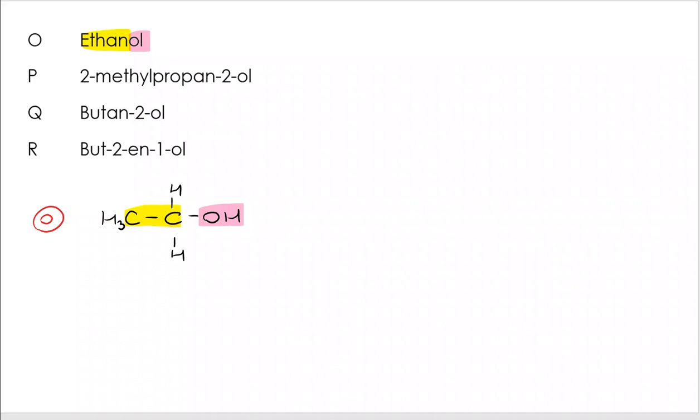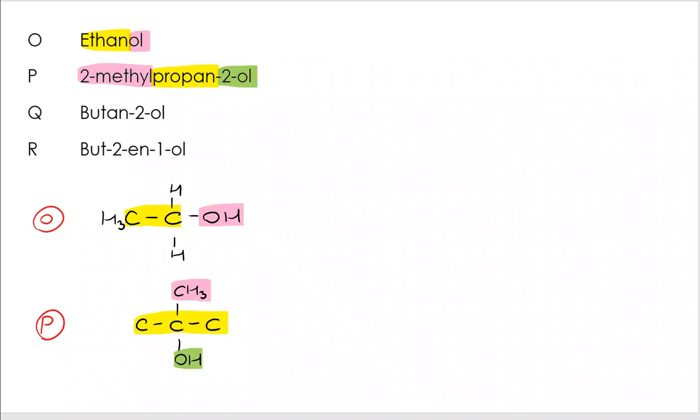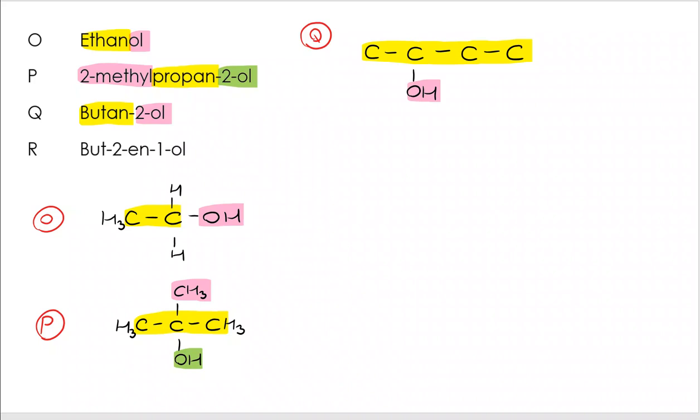If I then look at 2-methyl-propan-2-ol, my longest carbon chain is 3. I have got my alcohol coming off the second carbon, and I've also got a methyl group coming off that second carbon. So that then allows me to put the 3 remaining H's on each of the 2 carbons that have spaces, and I've got 2-methyl-propan-2-ol. Moving on to butan-2-ol, well, butan, that's 4 carbon chain, and my alcohol is on the second carbon, and all I've then got to do is fill in the remaining H's.